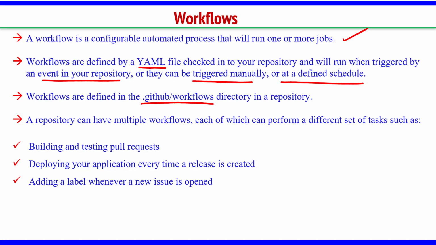Right? Suppose one task could be building and testing pull requests. The other task could be deploying your application every time a release is created. The other task could be adding a label whenever an issue is opened. So it could be any task, right? So there could be multiple pipelines running, multiple workflows running at a time for a given single project. Okay, the first component is workflows.